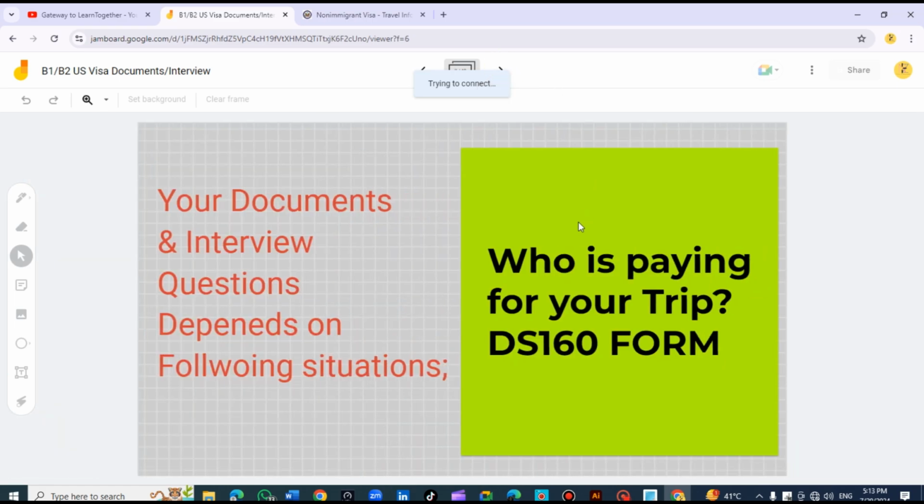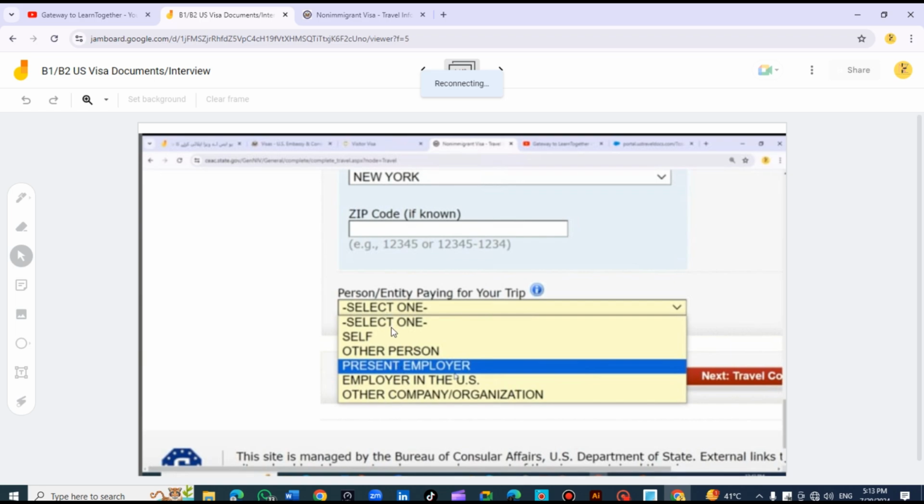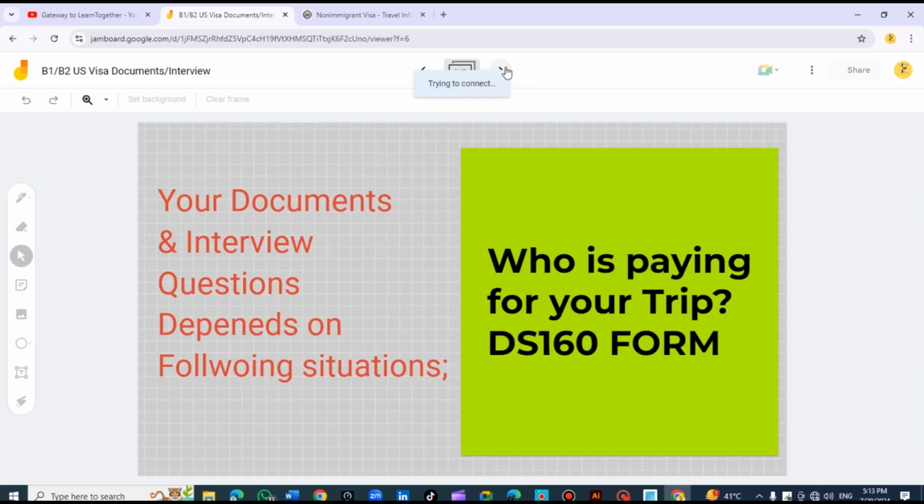And so let me jump to that. Your documents and interview questions depend on the following situations, like the main question, who is paying for your trip, which is being asked in the DS160 form. Next, I will discuss these situations which they have given you in the DS160 form one by one, and then we will discuss what documents you need, what is the probability of your visa approval, what questions you can encounter, and what documents you can prepare.